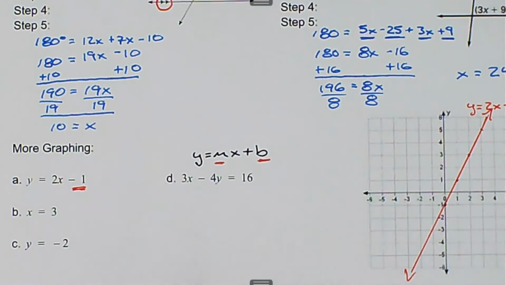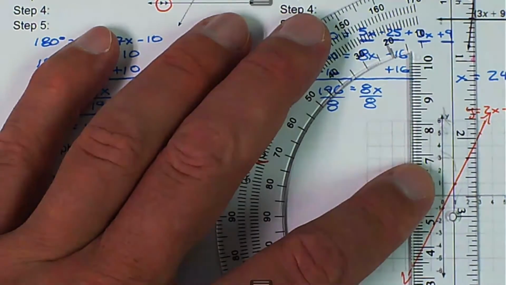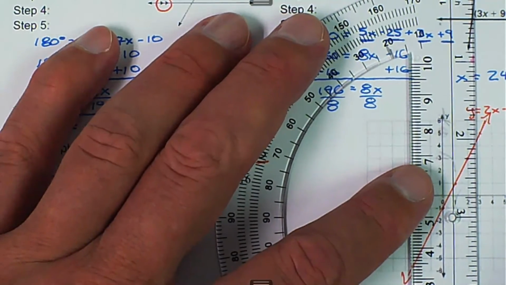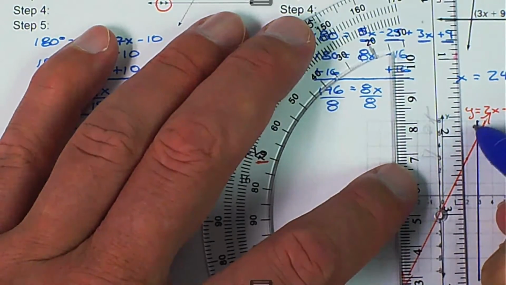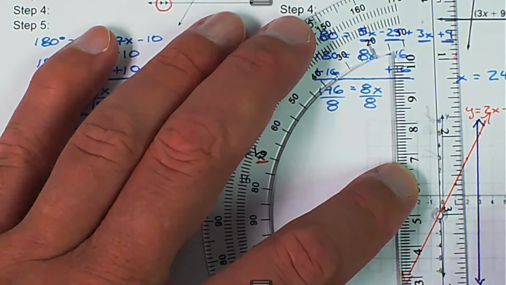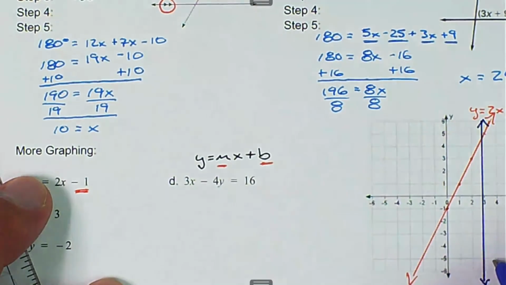So where x is equal to 3 is a straight line that just goes up. And it doesn't matter what coordinates you pick, the x coordinate will always be 3. So this is going to be x equals 3.